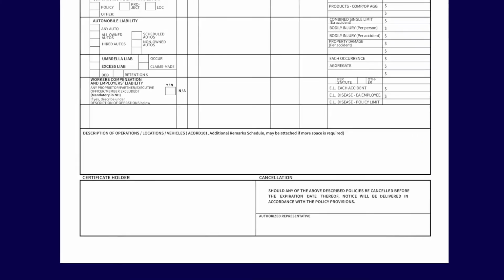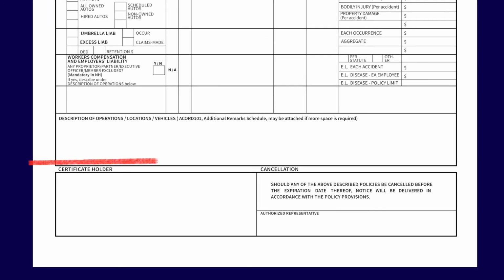It is important to note that nothing in the description of operations box can conflict with the actual policy provisions. The only way to amend a policy is to do so with an endorsement. So language in the description of operations box cannot contradict what is provided in the endorsements themselves. 21, certificate holder. The certificate holder is the company that you are doing business with, which has financial interest in a policy.